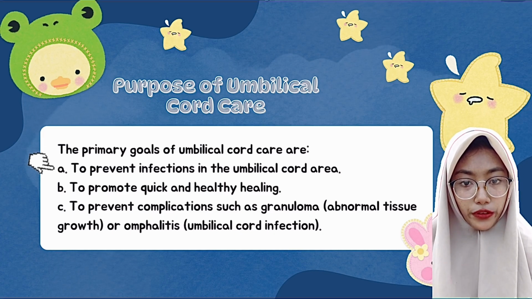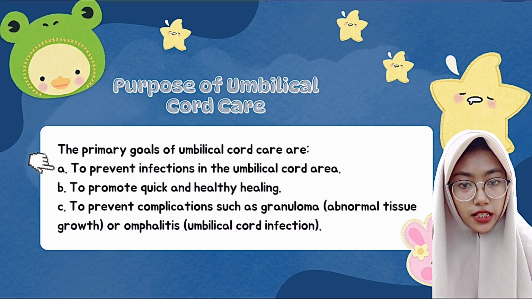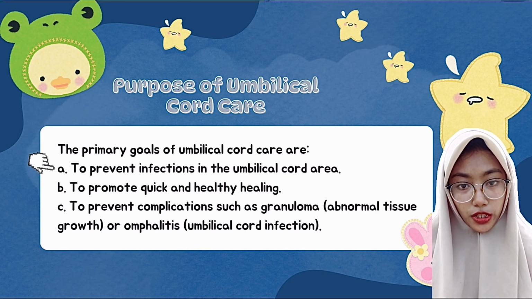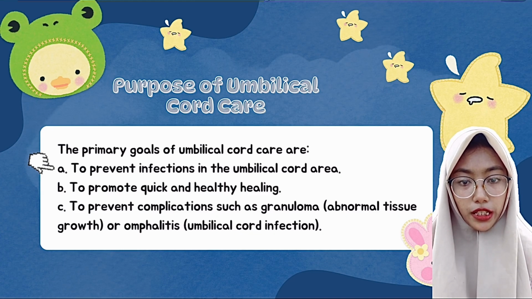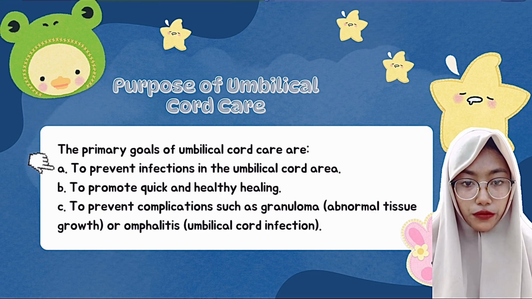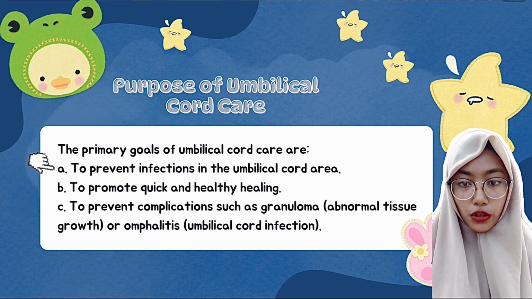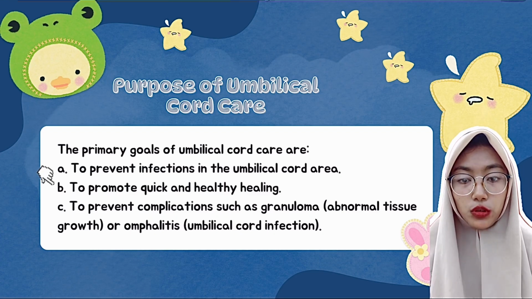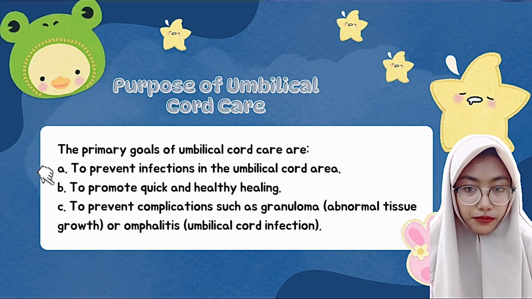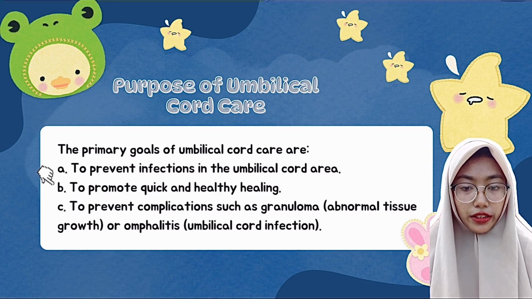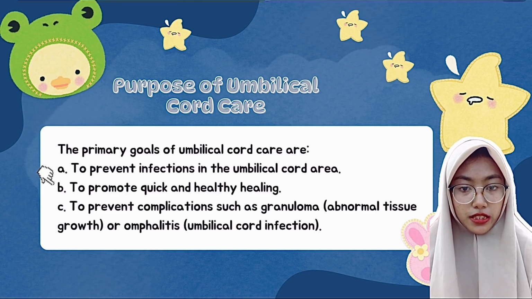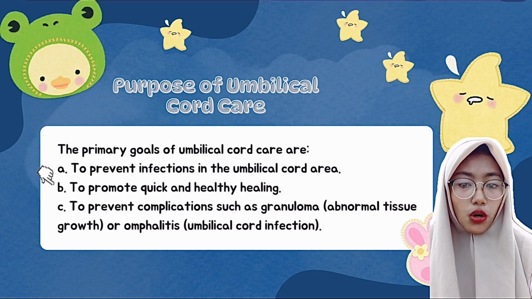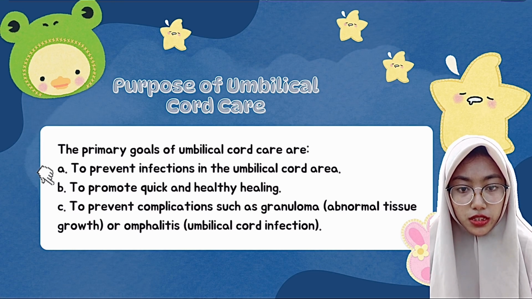First, we want to prevent infection. In this area, since the stump is moist at first, it can easily become a target for bacteria if not kept clean and dry. Even a small infection here can become serious for a newborn. Second, we aim to promote fast and healthy healing by allowing the cord to dry naturally and fall off on its own. Rushing this process or pulling the stump can cause bleeding or other problems.